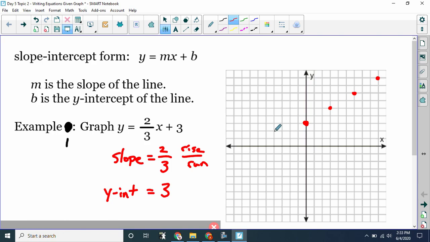If we need more points on this side, notice this line's going to keep going this way. I could also go down to the left 3. That also has a slope of positive 2/3. Down to the left 3. And we can draw our line in there. Missed that point, but you get it.